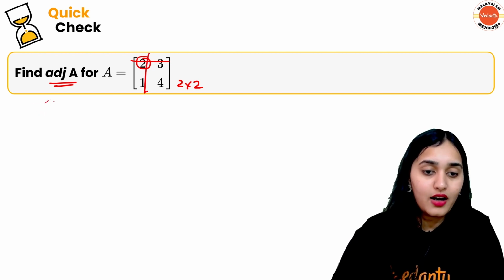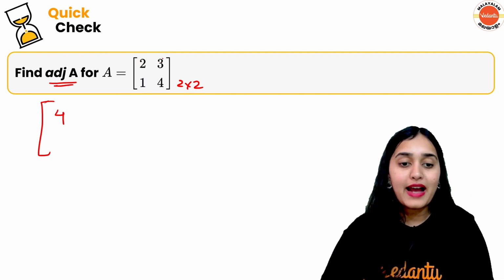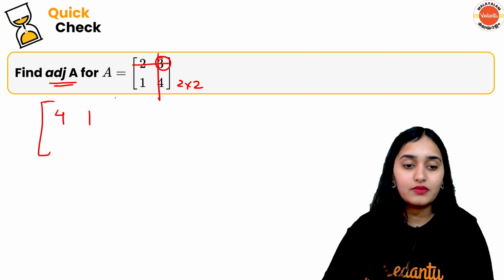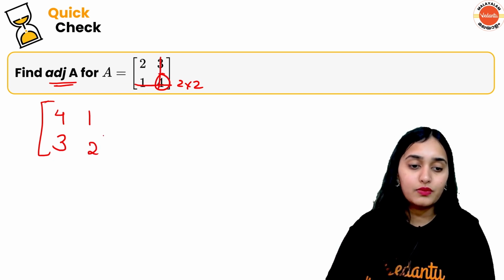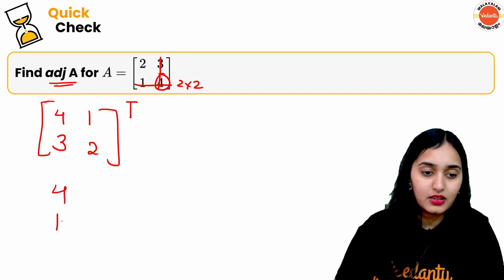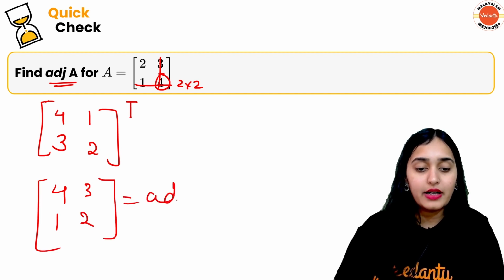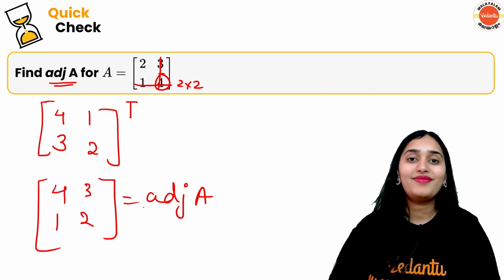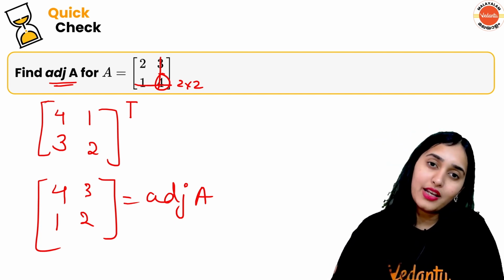Very interesting, hai na? So, cofactor of this will be simply 4. Now, here, cofactor of 3 will be 1, right? Cofactor of 1 will be 3. And similarly, cofactor of 4 will be 2. Now, do transpose of this. You will get 4, 1, 3, 2. This will be your adjoint of A. All right, understood how you find out cofactor, how you find out adjoint.